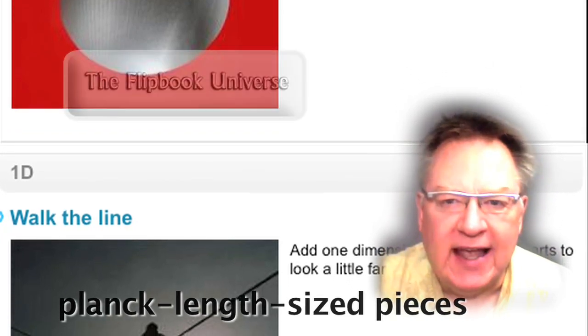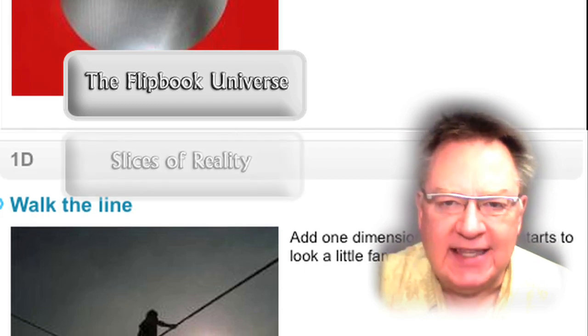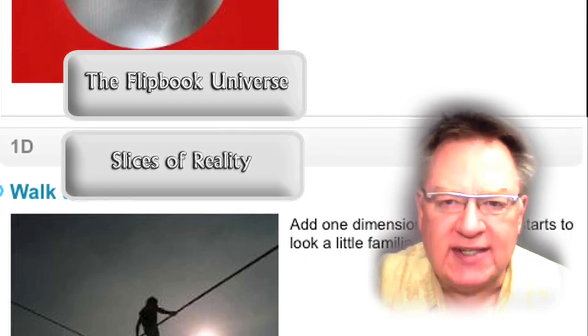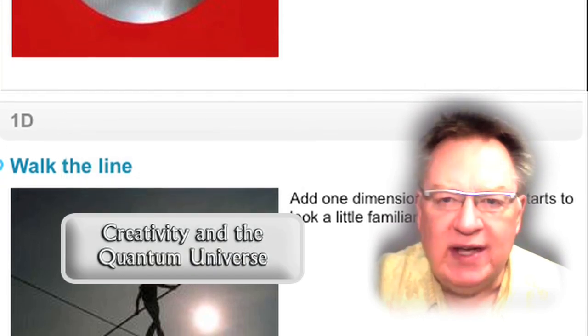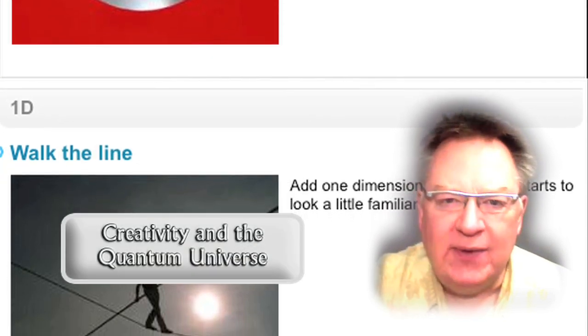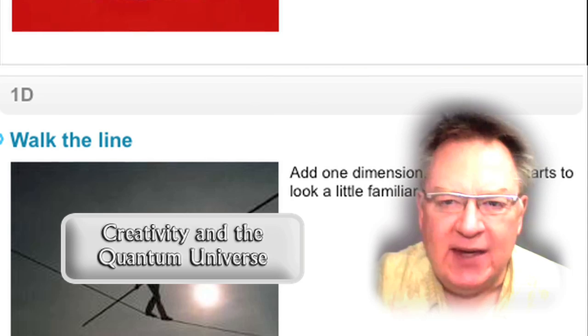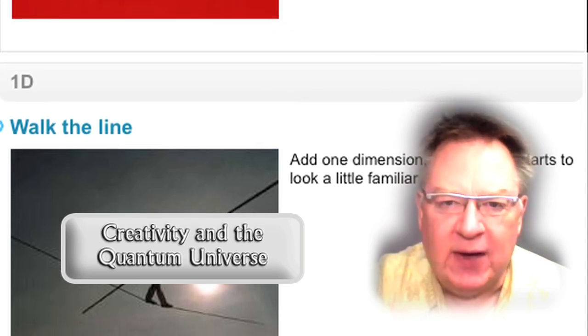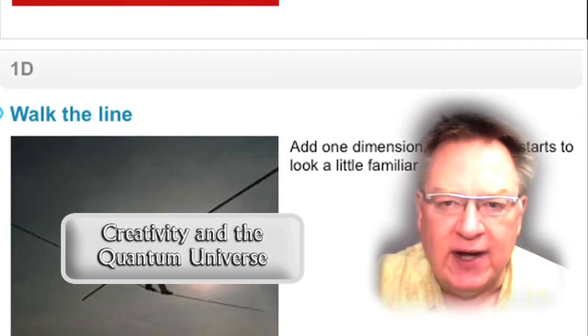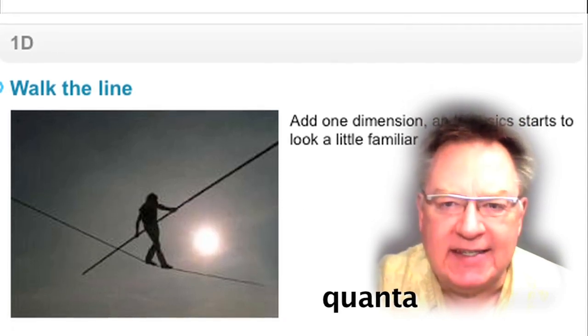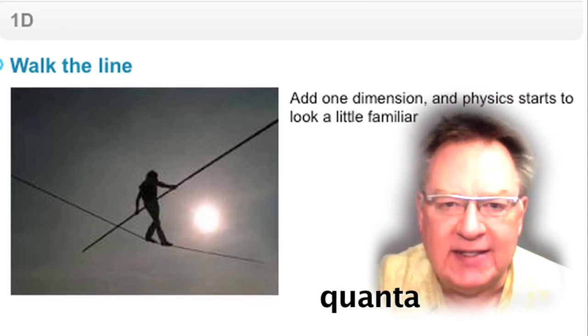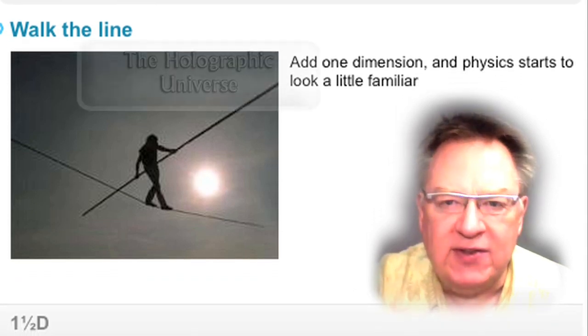Previous blog entries like The Flipbook Universe and Slices of Reality have also discussed this concept. In my popular blog entry, Creativity and the Quantum Universe, we discuss some of the new lab experiments which appear to prove that life is somehow engaged with a larger chunk of reality than these quanta, these Planck-length slices that the granular nature of space-time tells us we exist within from instant to instant.